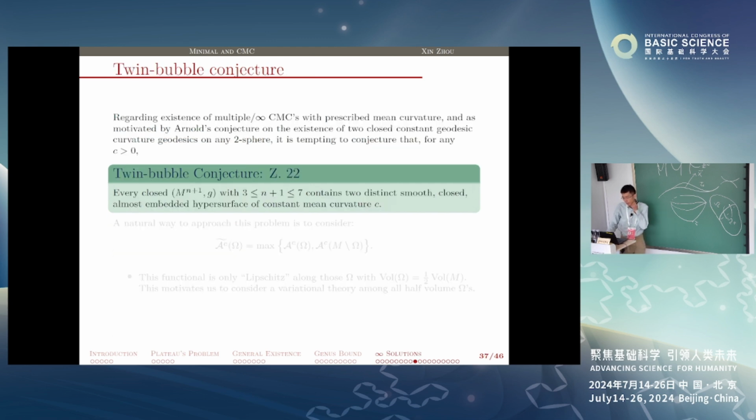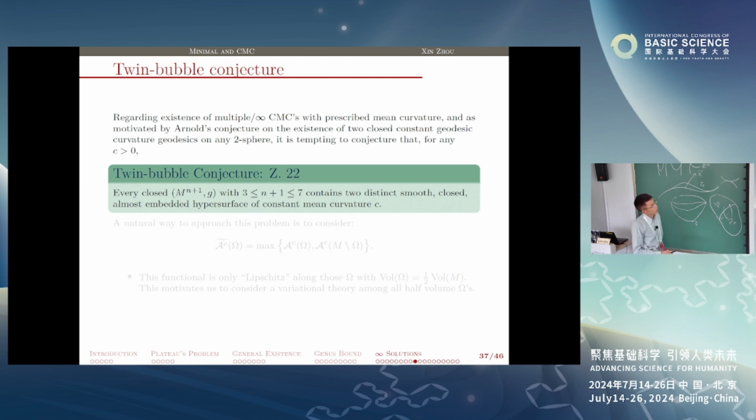So finally, I want to talk about something new. What are the analogs in the CMC world? There are two directions to push. As I said in the beginning, one is the isoparametric idea, the other is the prescribing mean curvature idea. So let me first talk about the prescribed mean curvature idea.